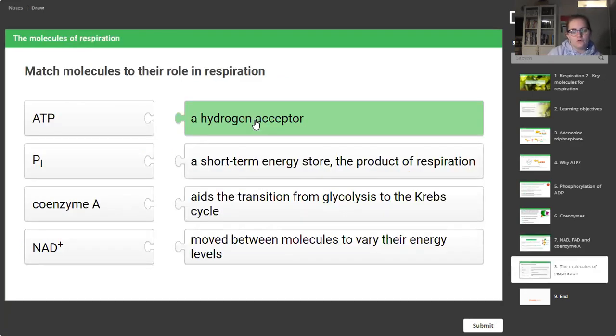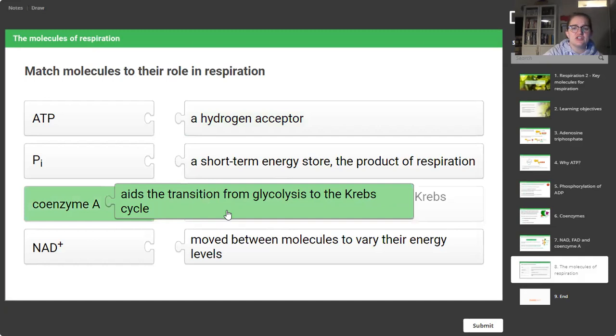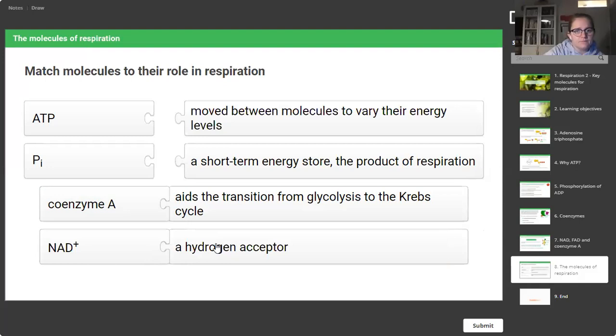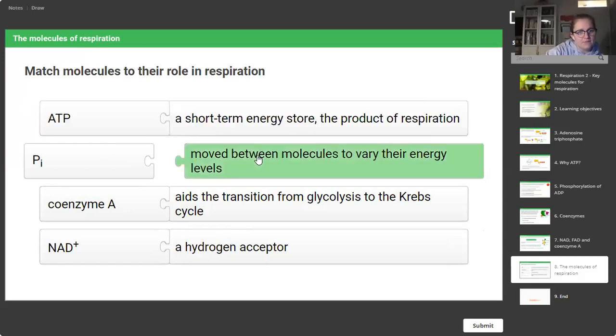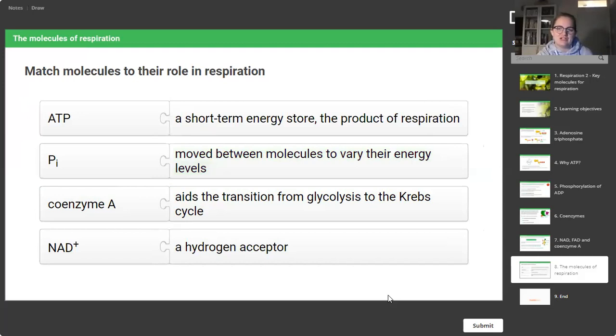So what do these molecules do? Coenzyme A aids in the transition from glycolysis to the Krebs cycle. NAD plus is a hydrogen acceptor. The short-term energy store of a product of respiration is ATP, and inorganic phosphate is moved between molecules to vary their energy levels.